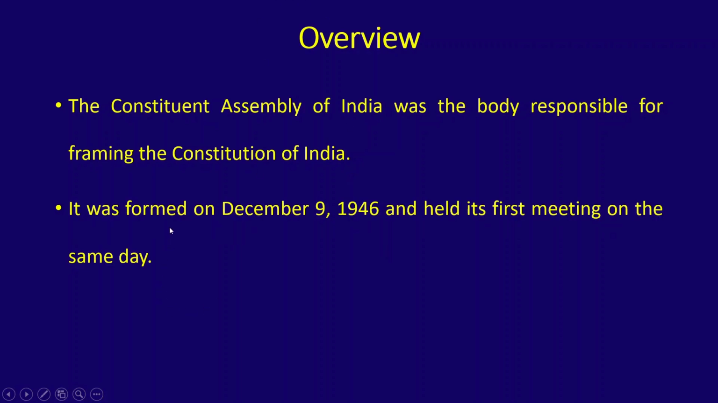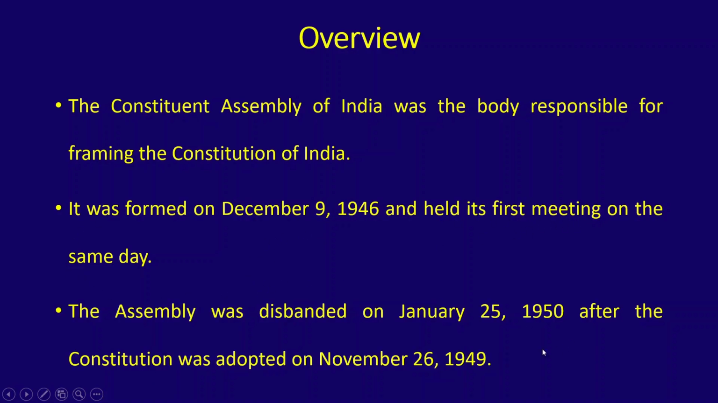So when was it formed? The Constituent Assembly, please remember the date. It was formed on December 9, 1946, even before the independence of our country. And on the same day, December 9, 1946, the first meeting of the Constituent Assembly was held. And the assembly was disbanded on January 25, 1950. Remember the dates, January 25, 1950. After the constitution was adopted on November 26, 1949.